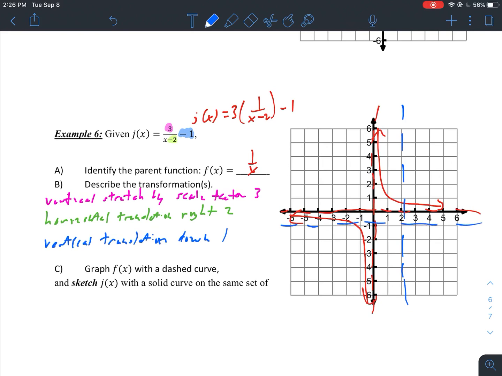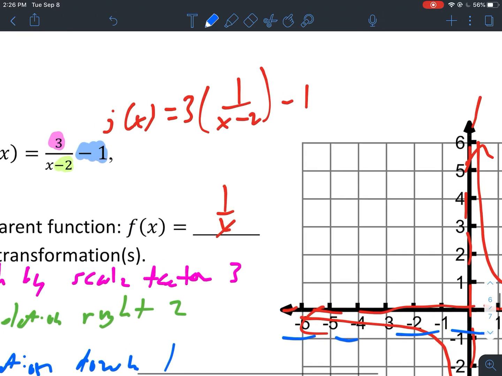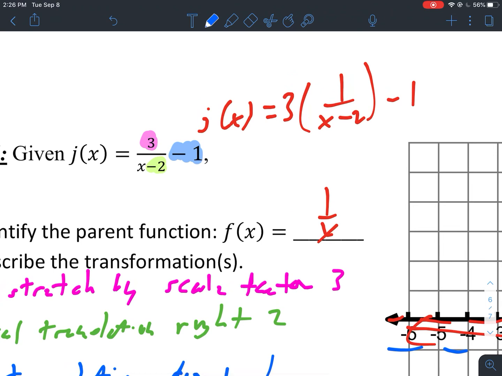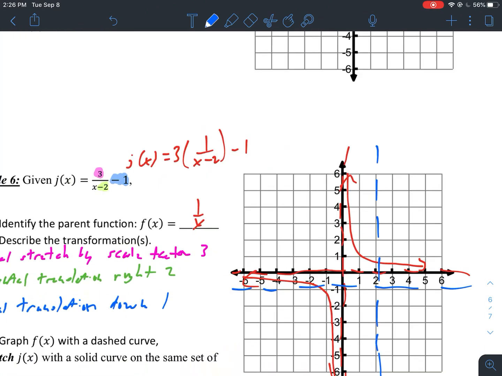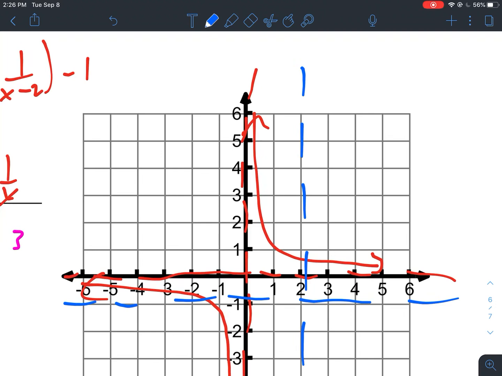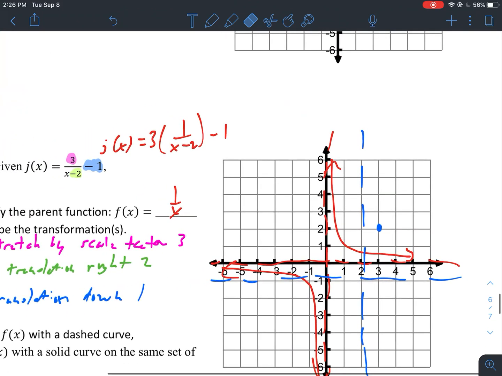Okay, again, then you can just pick some points if you need to. If I was to put 3 in here for x, I would get 3 over 3 minus 2 minus 1. So that's 3 over 1 minus 1. So it's 3 minus 1 or 2. So point 3 comma 2. And you can keep trying more points here. So let's say I put 5 in there. 5 minus 2 is 3. 3 over 3 is 1. 1 minus 1 is 0. So 5 comma 0. So now I kind of know what this graph looks like on this side.